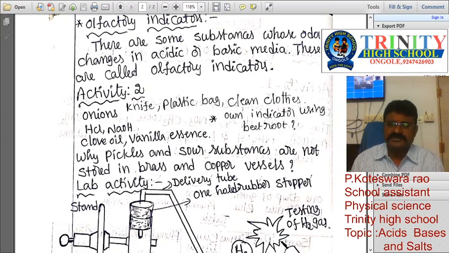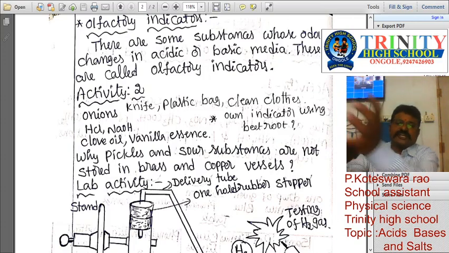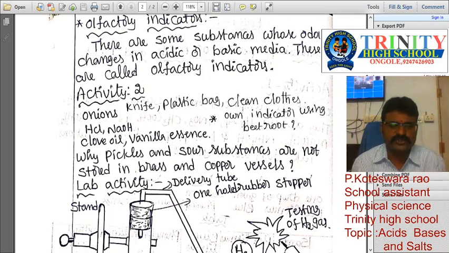China dish. China dish does not mean a food item from China. China dish means one type of material which is prepared from clay. Earthen pottery. In Telugu it is also called jadi. So they can store pickles in that China dish. Why do they not use brass or copper vessels?